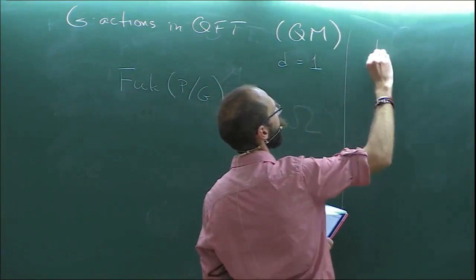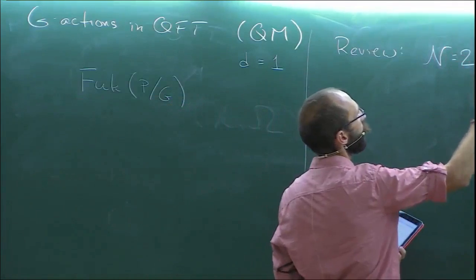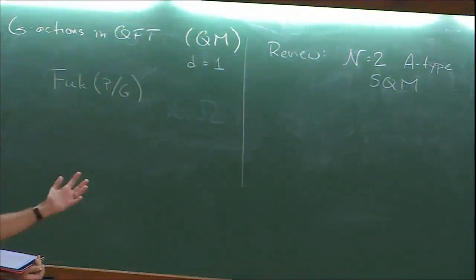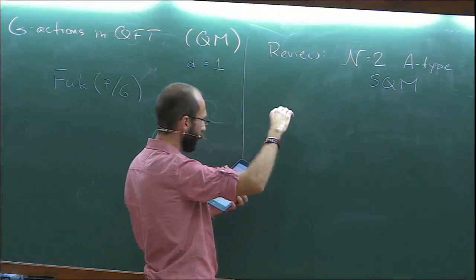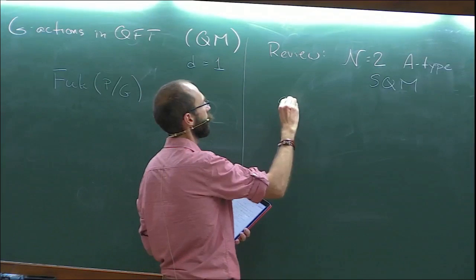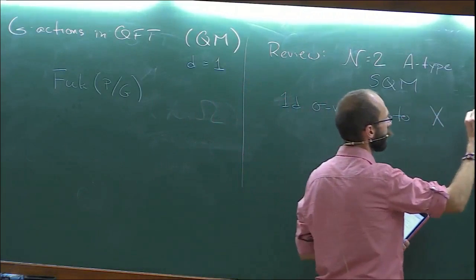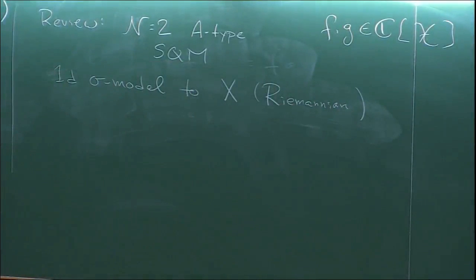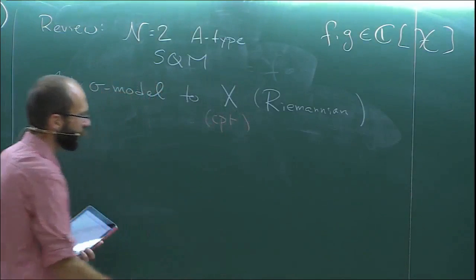Let me begin with a bit of review of N equals 2, A-type supersymmetric quantum mechanics, whose geometry was studied long ago by Witten and many others. The simplest examples of A-type quantum mechanics are sigma models. It's a 1D sigma model whose target is any smooth Riemannian manifold X. To keep things simple in this talk, I'm going to assume that X is compact. That's not strictly necessary.